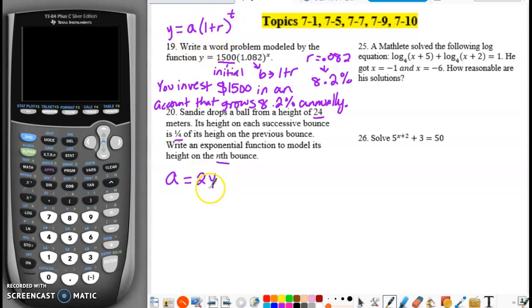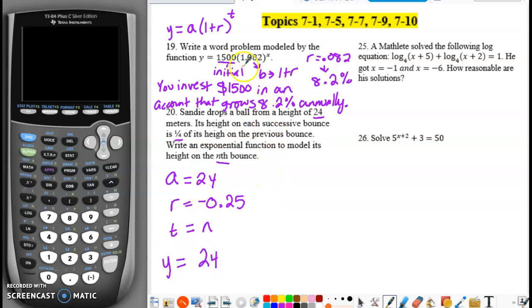So our initial is 24 meters. We're going to say decay because the height is going down, the height is decreasing. It's going by 1/4, okay? So since it's decreasing, we're going to say it's negative, and 1/4 is the same as 0.25. And then on the nth bounce, that's our time, so we're just going to say n.